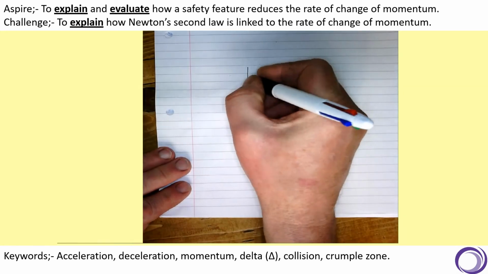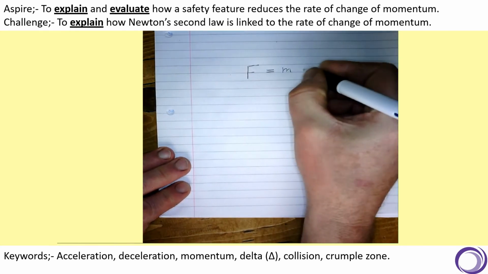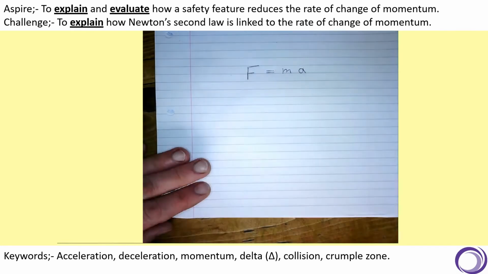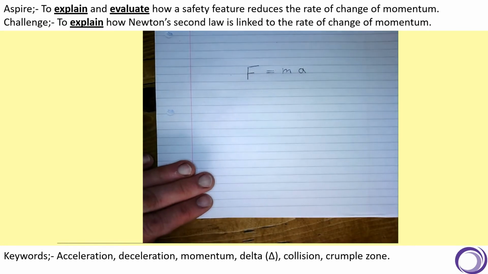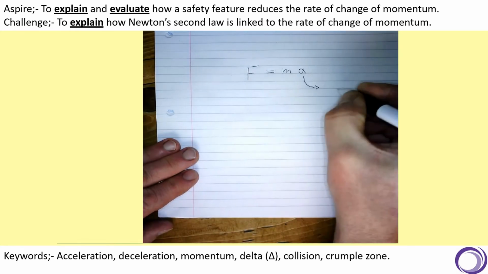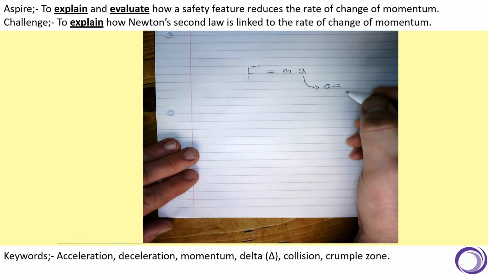So F equals m times a. So we start with that. But we also have another equation for acceleration. I'll put an arrow there. So acceleration is the change in the velocity over the time taken.